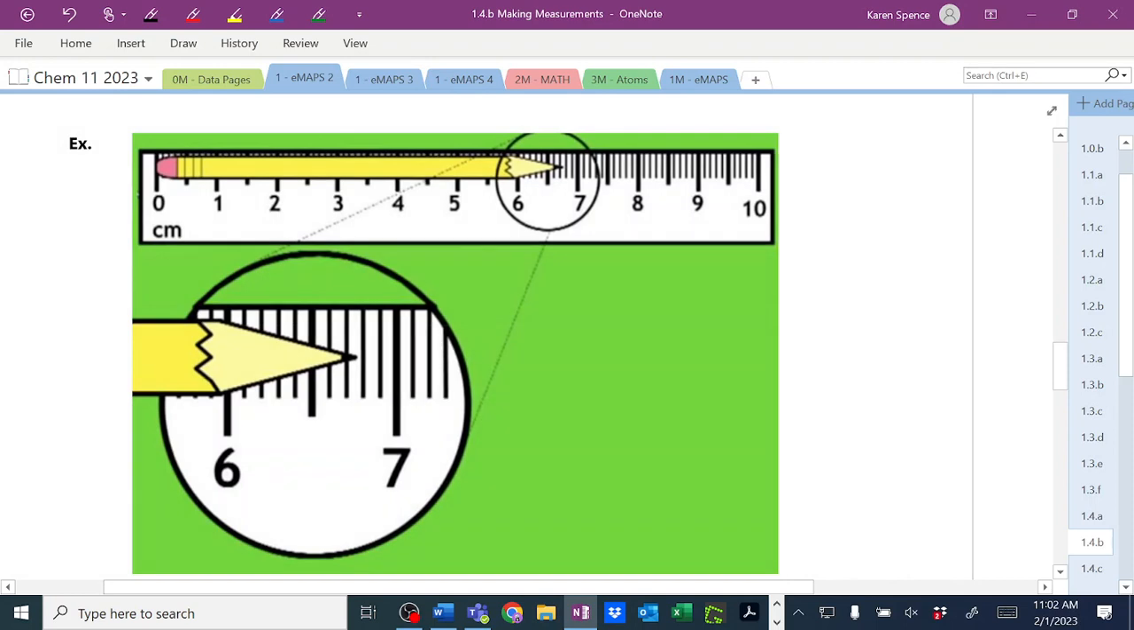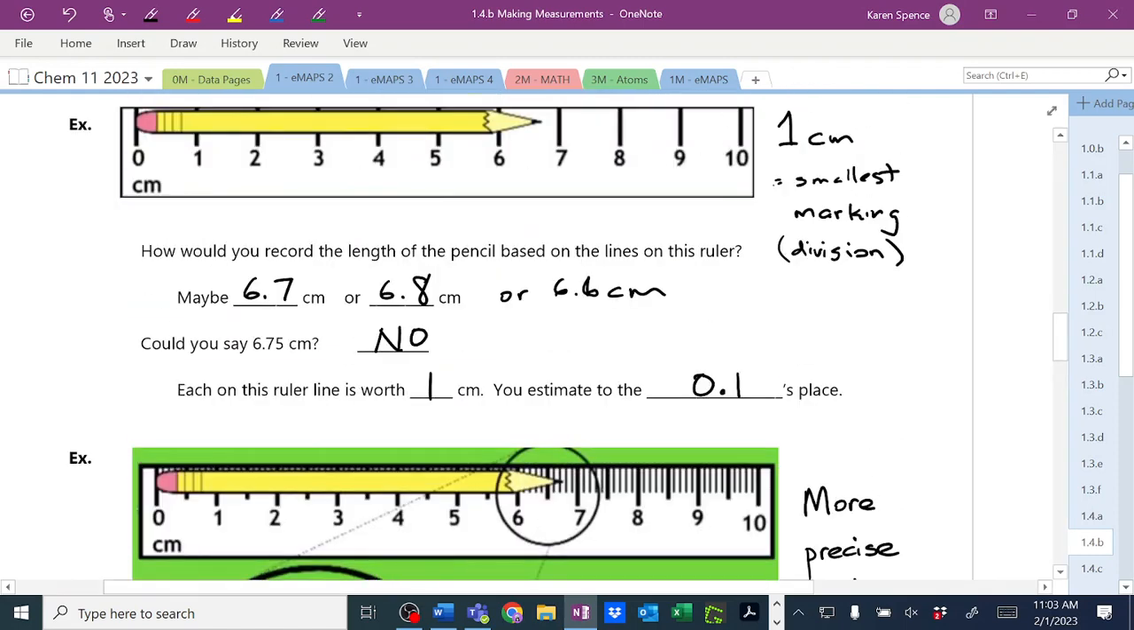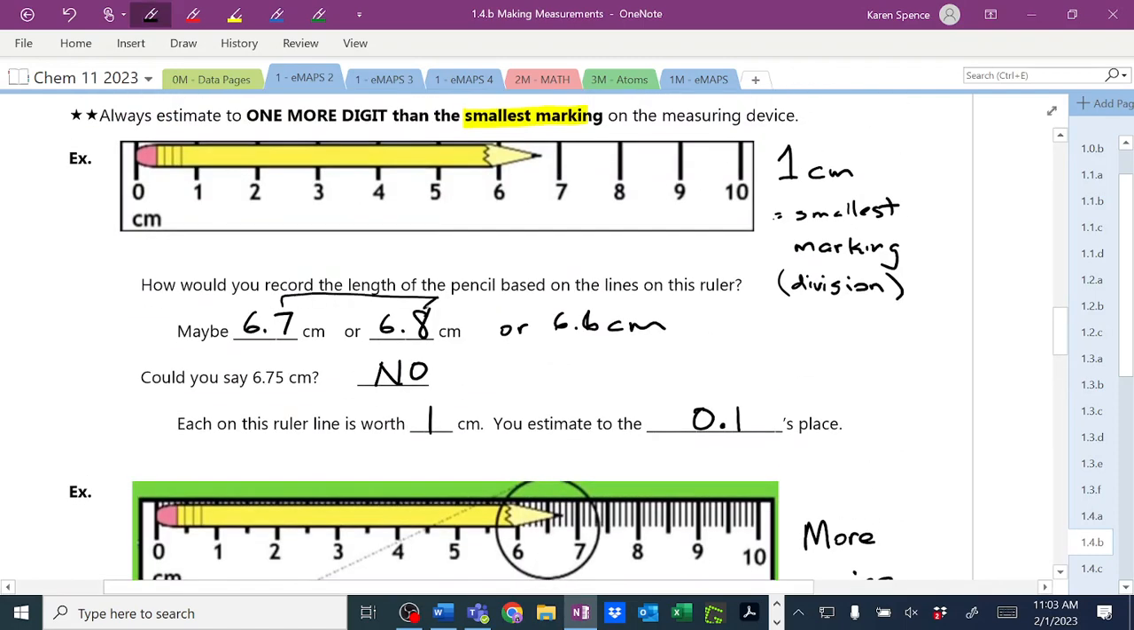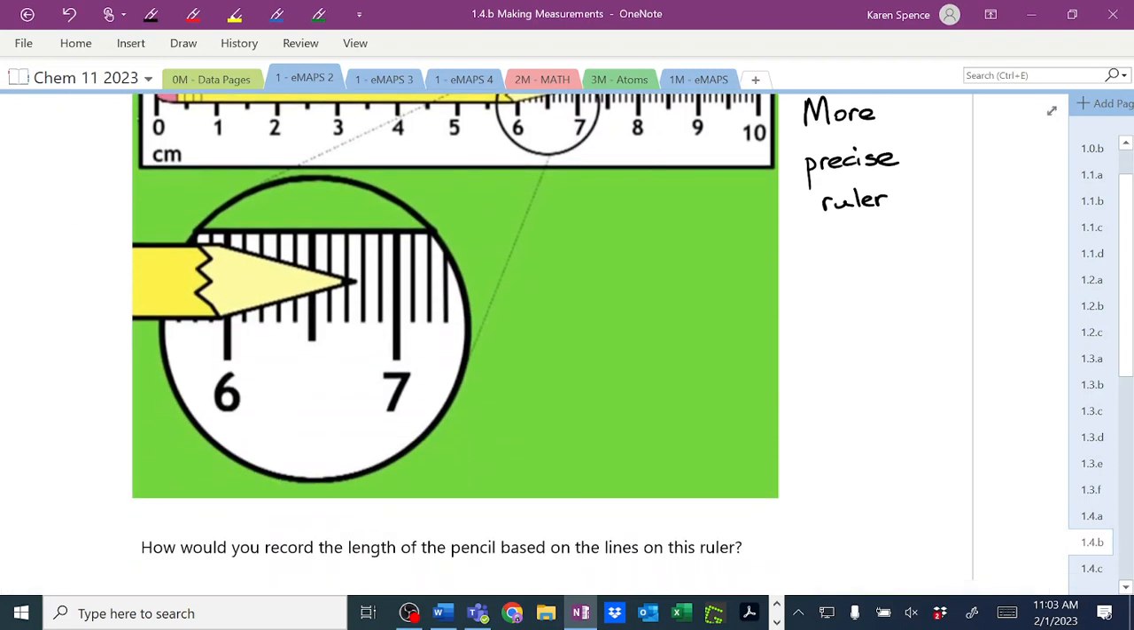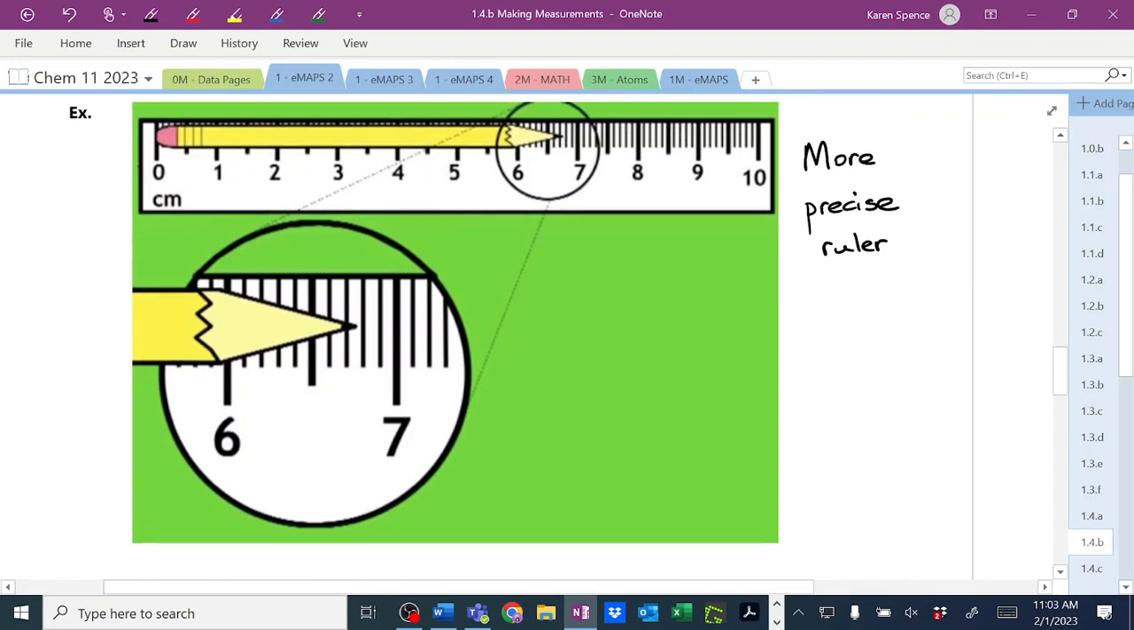All right. So this is a more precise ruler. And the reason it is a more precise ruler is that your estimate and your partner's estimate will probably be closer to each other, right? This one, we could be off by 0.1 of a centimeter, whereas how much could we be off for this one? 0.01. So this is a more precise ruler.